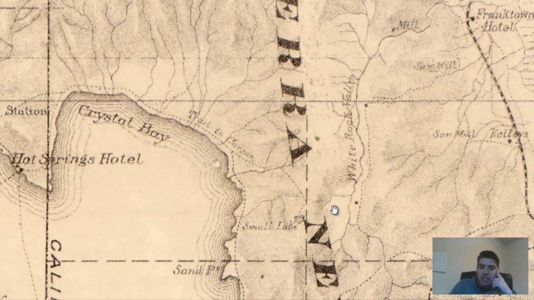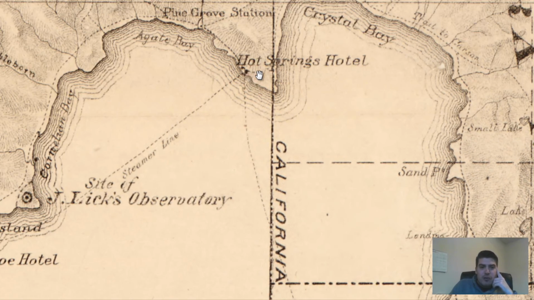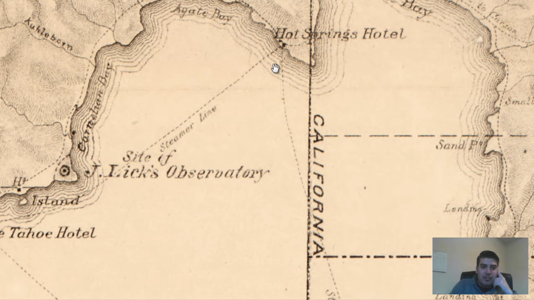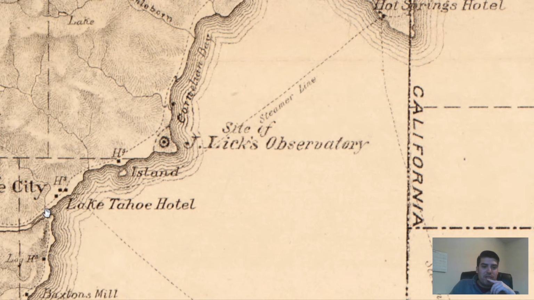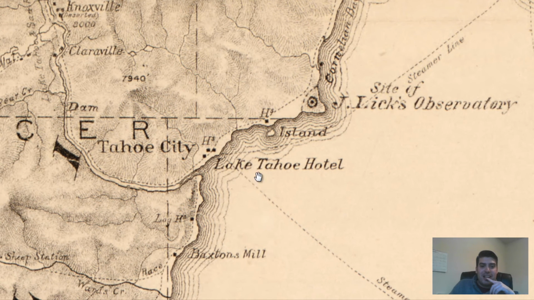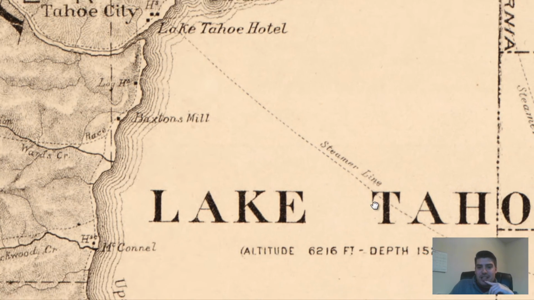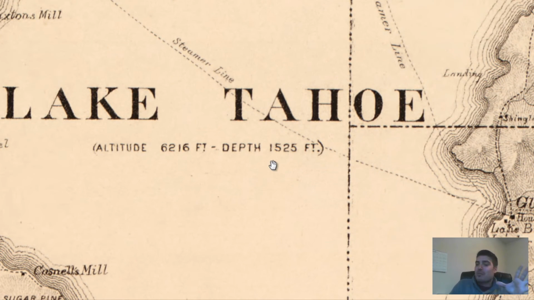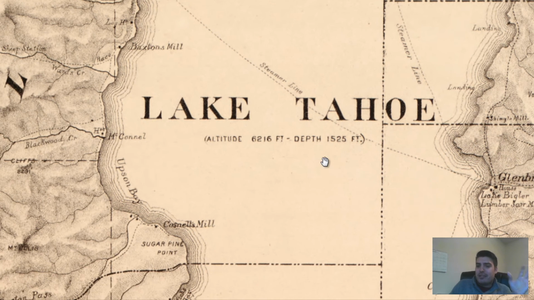Carson, trail to Carson. You can even see Hot Springs Hotel. These are steamer lines going between the different islands of the lake. Tahoe City, Lake Tahoe Hotel. Here's another steamer line. See, remember we talked about the depth? This map's 1874. They recorded 1525. It's been updated since then, 1645. They got about a 100-foot difference. That's okay, we'll forgive them.